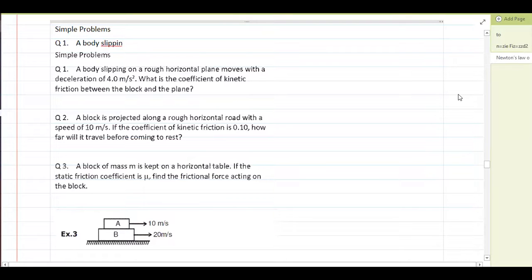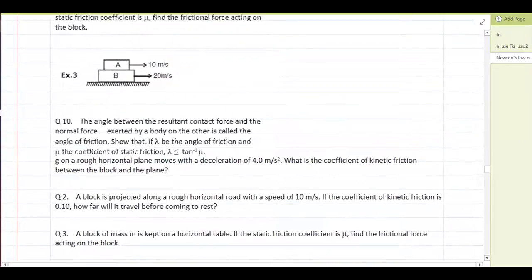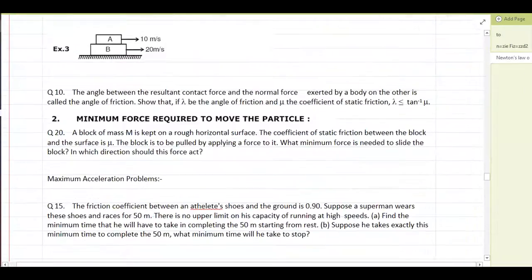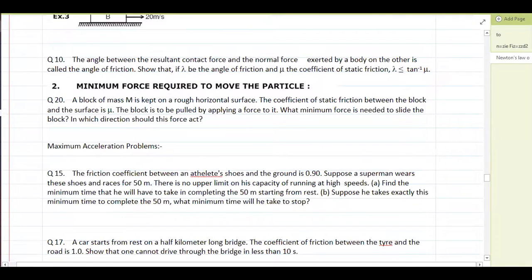In friction, we will again see various kinds of questions. First we will see the simple problems. Then after solving some basic problems, we will see the various kinds of questions which can be asked on friction. Here you can see we will discuss the angle of repose and angle of friction.